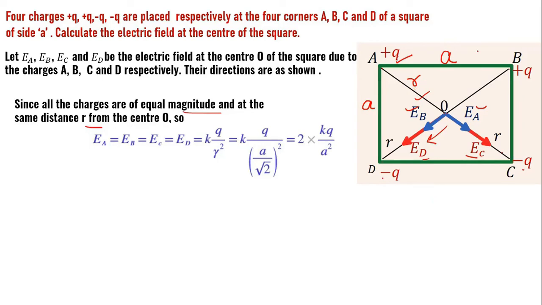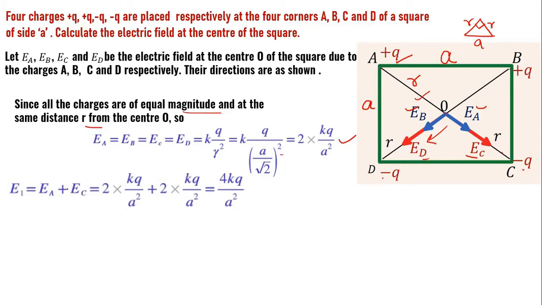This R we can compute using the right angle triangle. Here we have a right angle triangle like this, where this is R and this is A. So the magnitudes of EA, EB and EC will each be equal, and that is equal to KQ by R square. Now the value of R, using the hypotenuse theorem, we get as A by root 2. So now we put the magnitude as KQ upon (A by root 2) whole square. So that becomes 2 KQ by A square. This is the magnitude of every electric field, that is EA, EB, EC and ED. The direction I have mentioned in the figure.